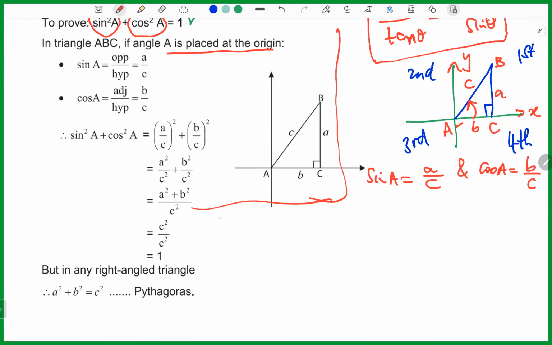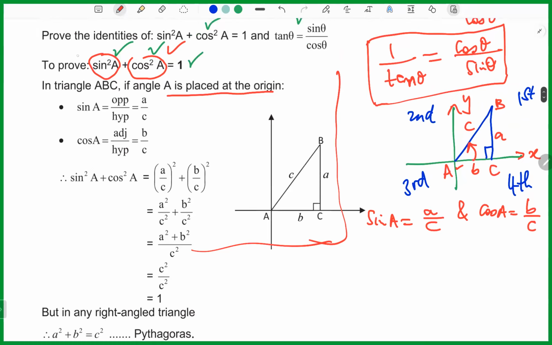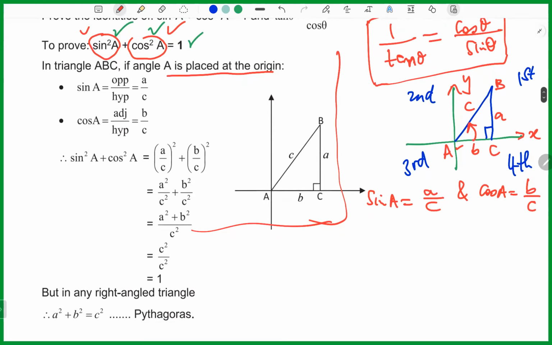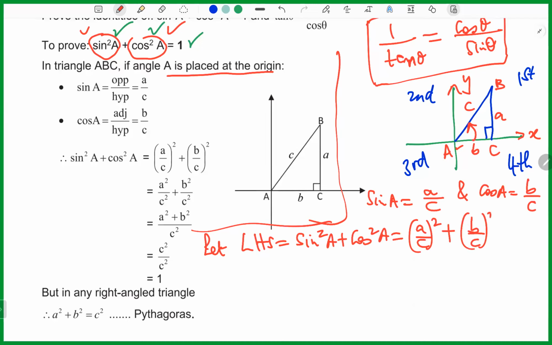We take a side of this identity, you can call it the left-hand side. If you're proving, you must have a left and a right; normally you must have two sides of the equation. So the left-hand side is sine squared of A plus cosine squared of A. What is the sine of A? It is A over C, and you square that. The cosine squared becomes B over C, and you square it.